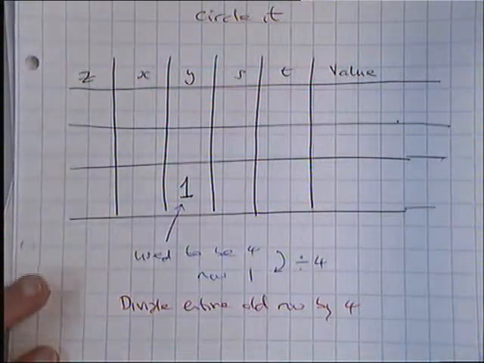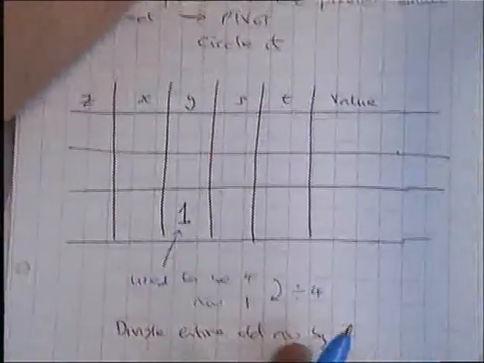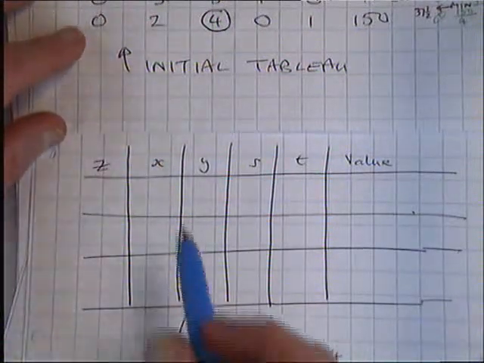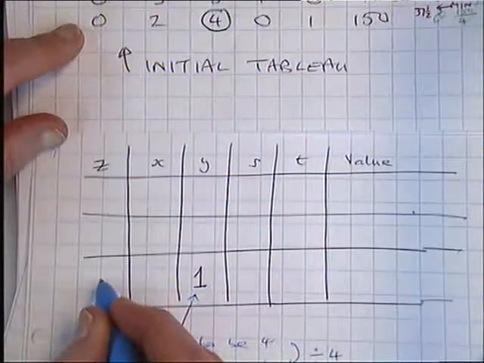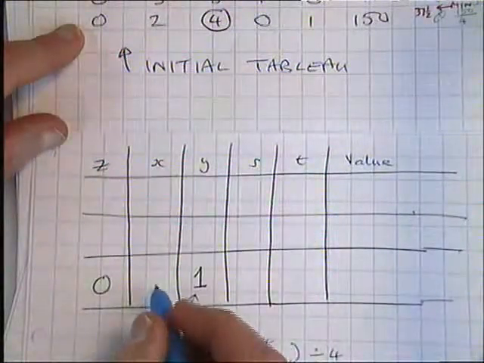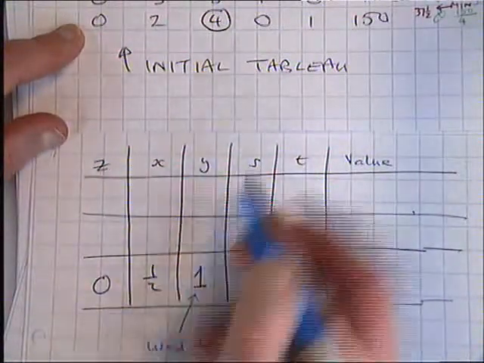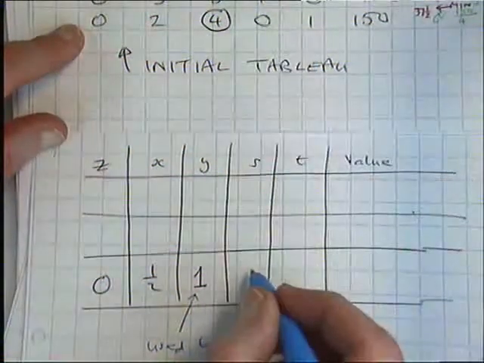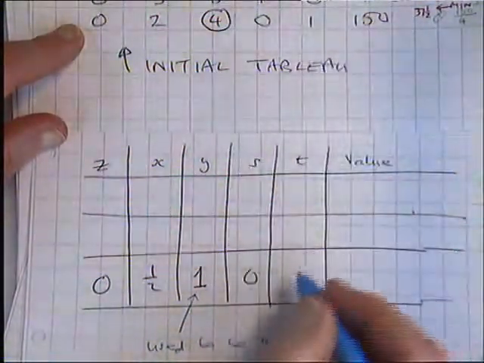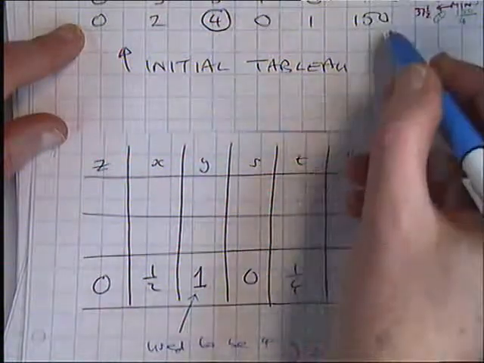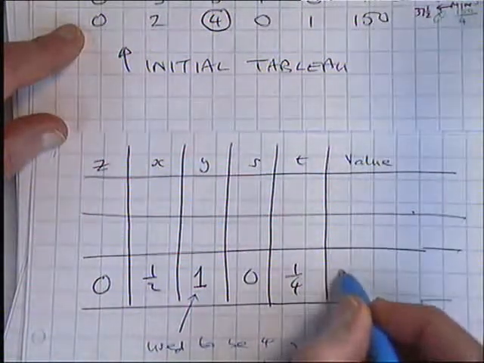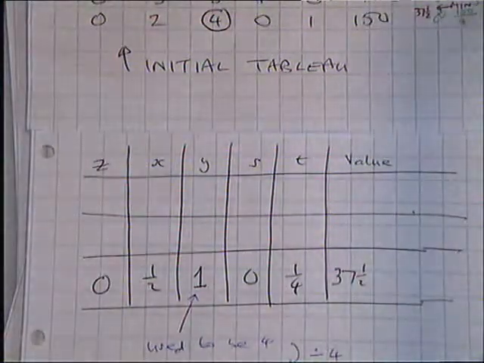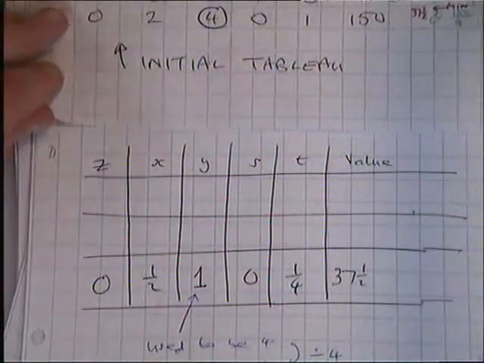So, here, we're dividing by 4. Right, I'm going to see if I can put my two tableaus together. Well, there's the bottom row. You can see it on the top of the board. What is 0 divided by 4? What is 2 divided by 4? A half. What is 4 divided by 4? The 1. What is 0 divided by 4? What is 1 divided by 4? What is 150 divided by 4? Yeah. Okay? That is that new row.